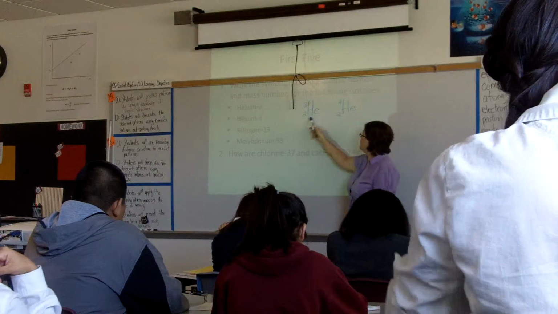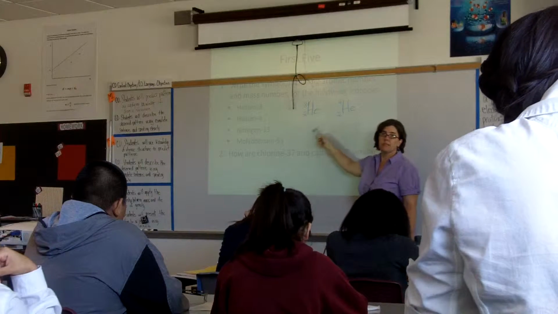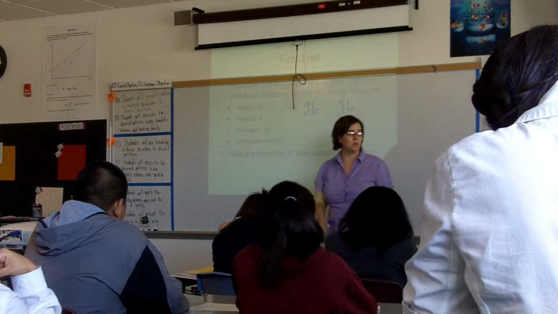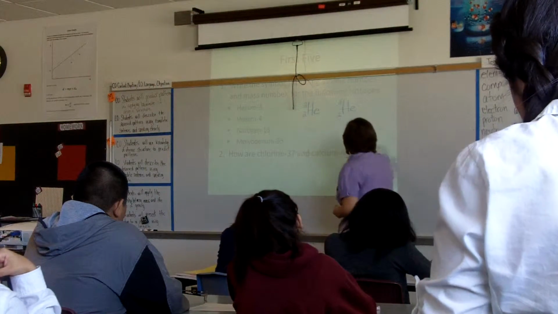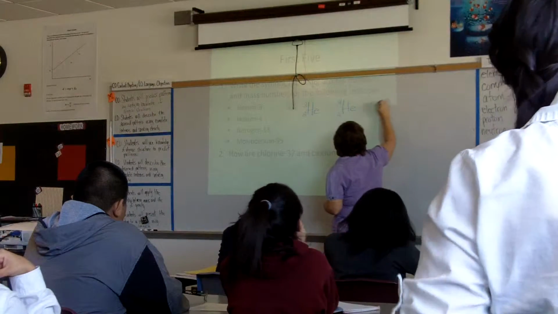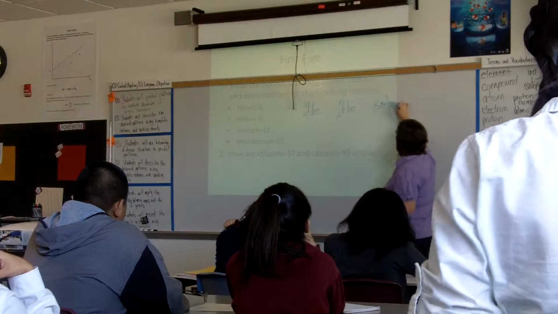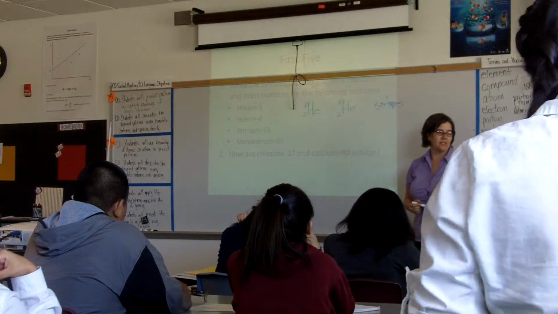What do we call it if we have 2 forms of the same element? What do we call that? Isotopes. And if you couldn't get that one, you could always look back at the questions.